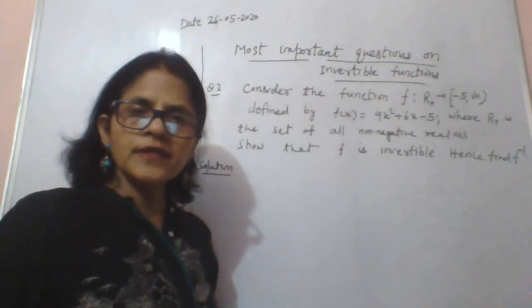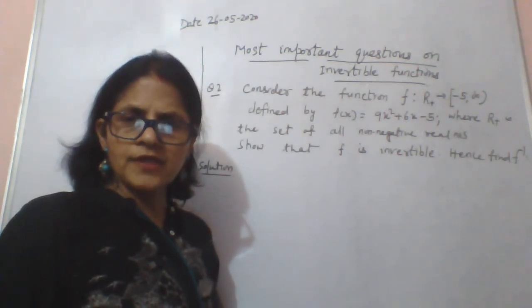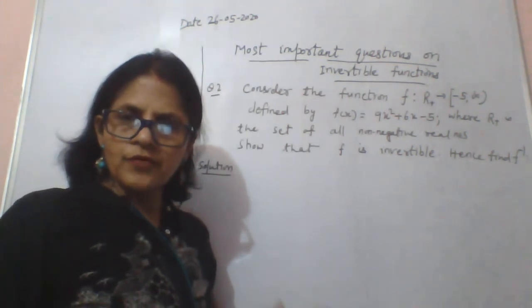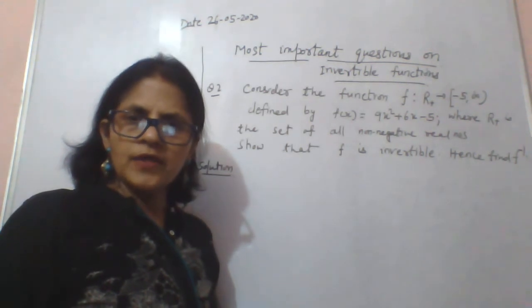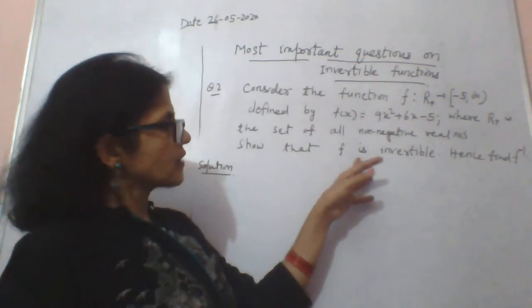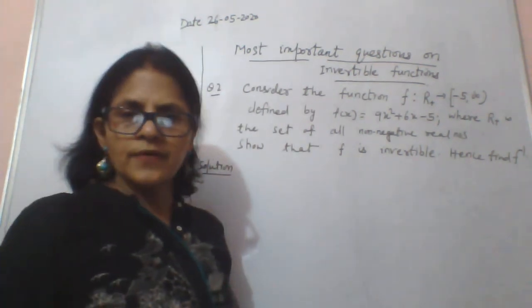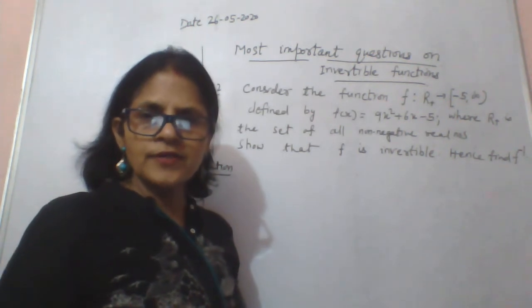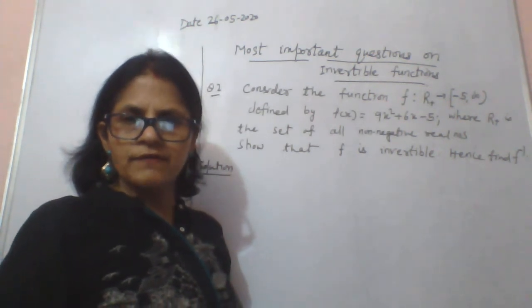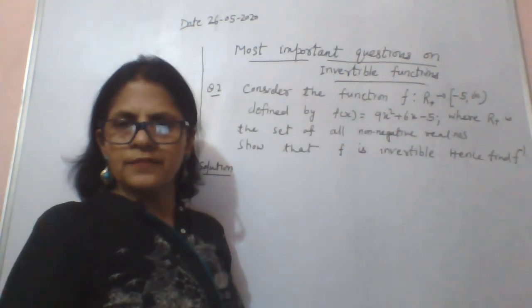Whenever it says prove that f is invertible, you are not given that f is bijective. If the question is prove that it is bijective, then you have to show it is one-one and onto. Now it is given f is invertible, so you have to find f inverse. In that case, it is your call whether you use the first method or the second method. I will show you the second method here.